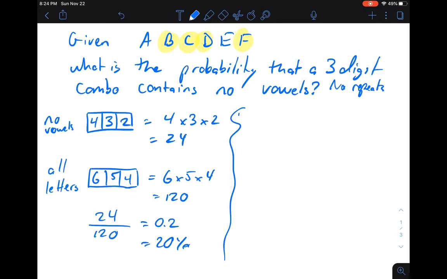And what you can do is, for the one with no vowels, the way you can think of this, no vowels.